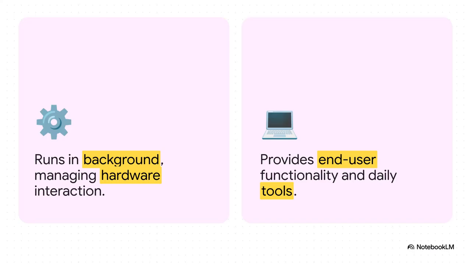Moving right along to section 2, system software explained. Now, what's really interesting here is this big split. Software is broadly classified into two massive buckets. On one side, we have system software, which is basically the low-level background worker managing the hardware. And on the other side, we have application software, which represents the daily tools you and I actually click on for end-user functionality. Let's tackle that background worker first.